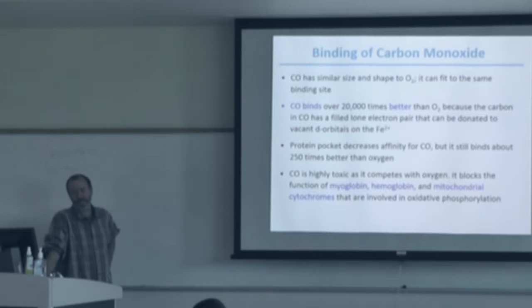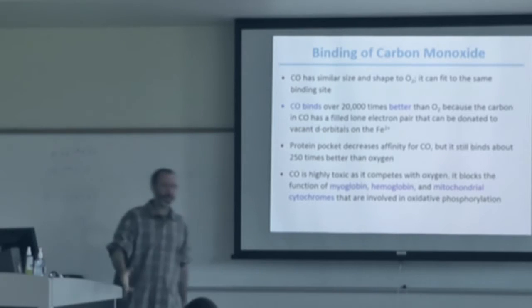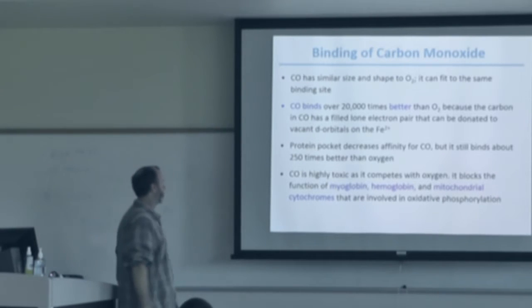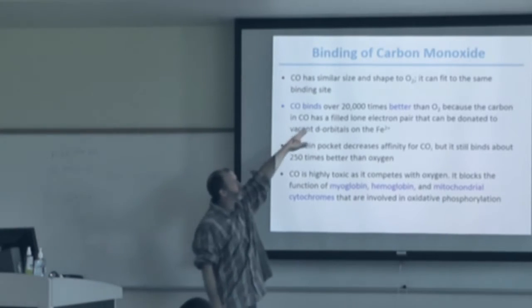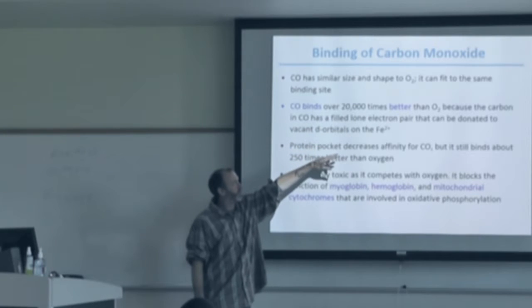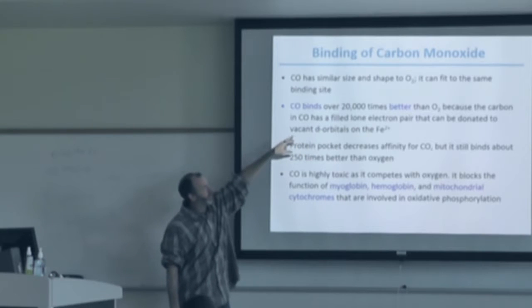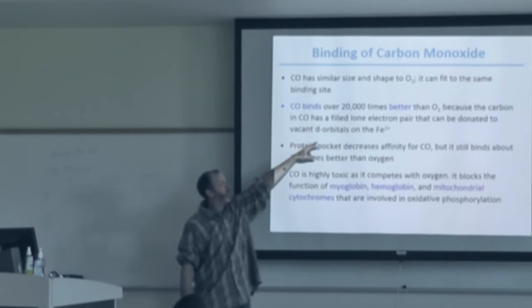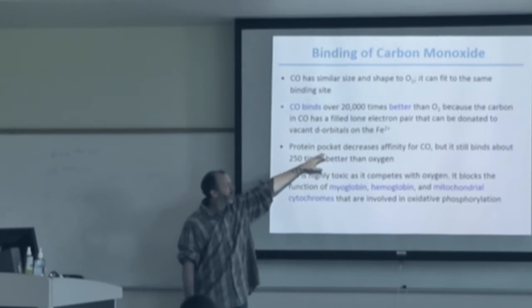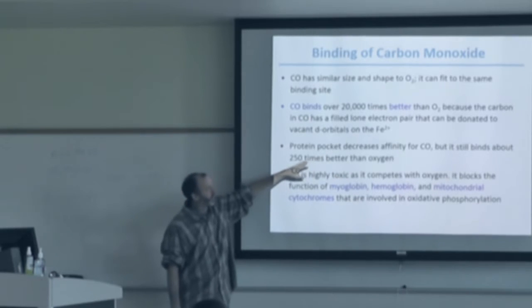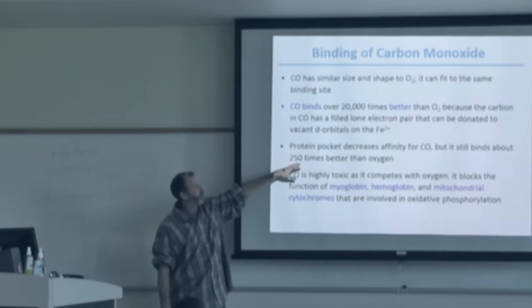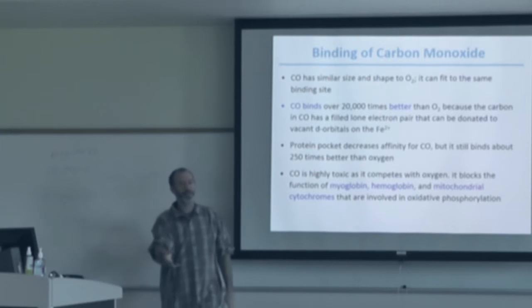And carbon monoxide has a similar size and shape as oxygen and can fit to the same binding site. So it can bind also. Carbon monoxide binds over 20,000 times better than oxygen because the carbon in carbon monoxide has a lone electron pair that can be donated to the vacant d orbitals in the iron. The protein pocket decreases the affinity for carbon monoxide, but it still binds about 250 times better than oxygen.